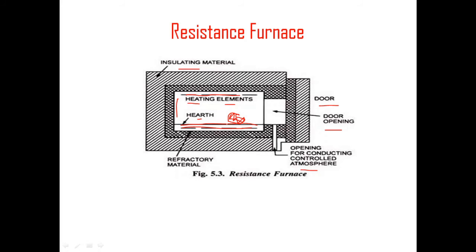Means current will not flow directly through the samosa. So it's called indirect resistance heating. It's an application of it. So this is how the resistance furnace at low temperature will be, right?